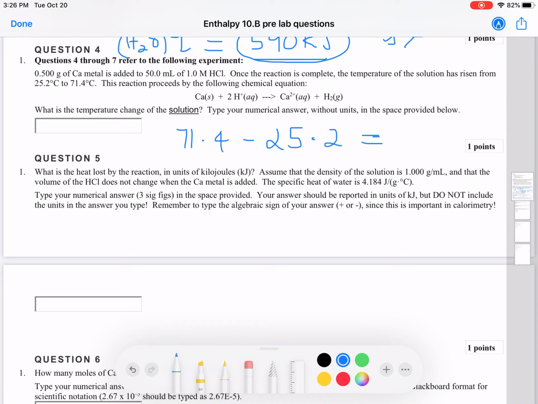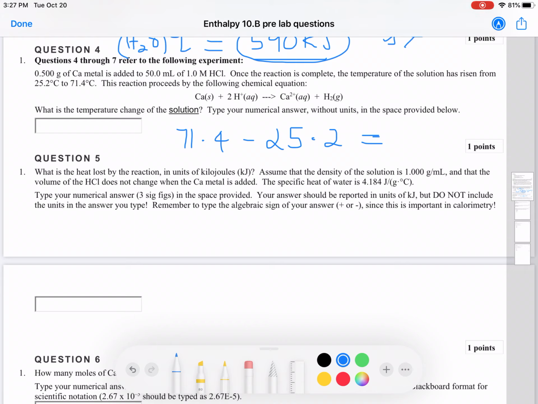Okay. And then question 5. What is the heat lost by the reaction, in units of kilojoules? Assume that the density of the solution is 1 gram per milliliter and that the volume of the HCl does not change when the calcium metal is added. The specific heat of water is given. Type your answer in 3 sig figs.